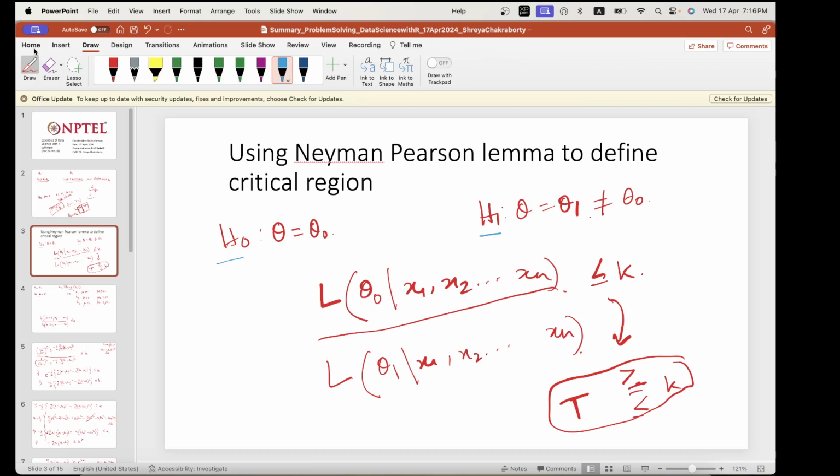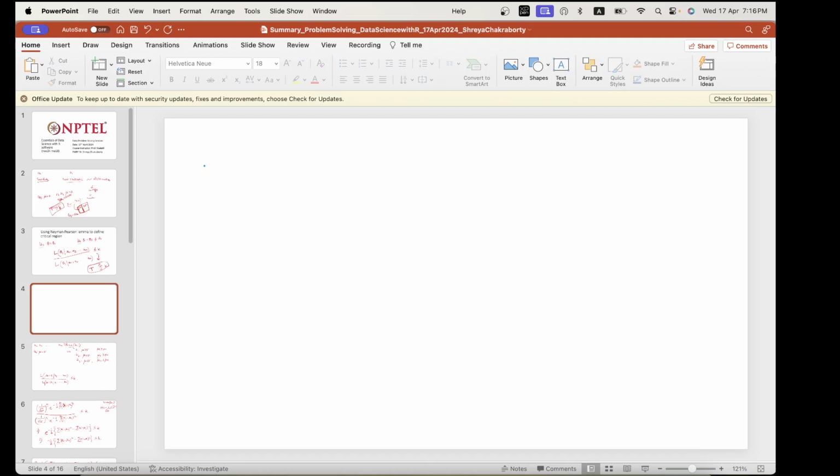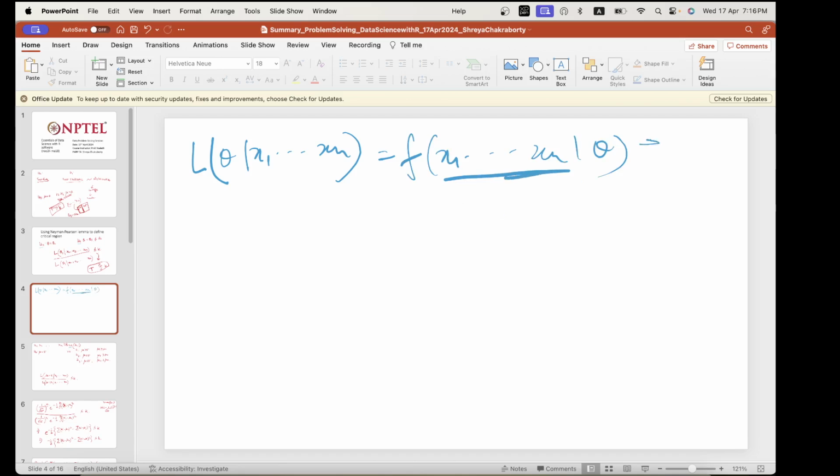Okay. Likelihood is actually the product of the probabilities. So if you have the likelihood of theta given x1 to xn, mathematically you can write it as f of x1 to xn given theta, since this is your PDF or joint PDF. And since usually the xi's are IID, you can write this as f of x1 into f of x2 into f of xn.